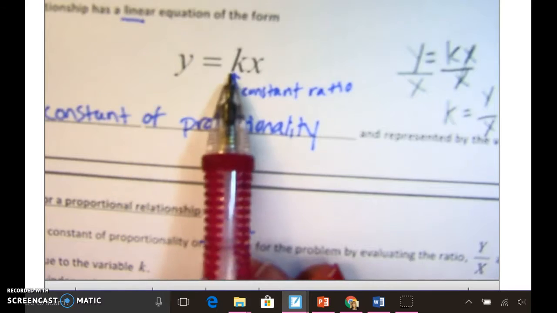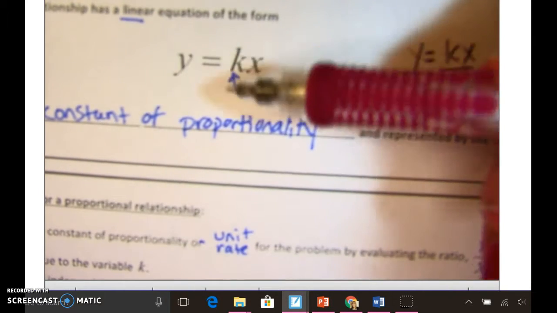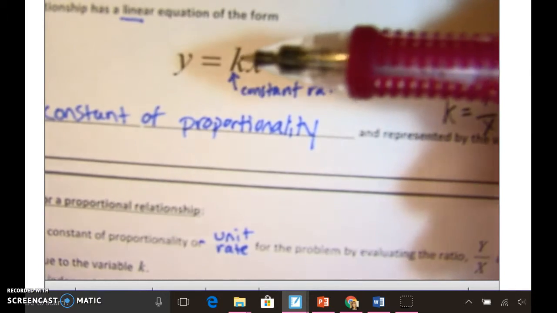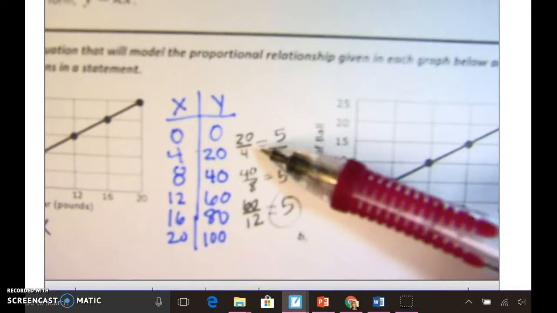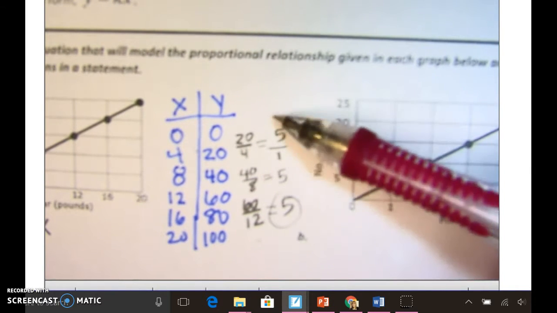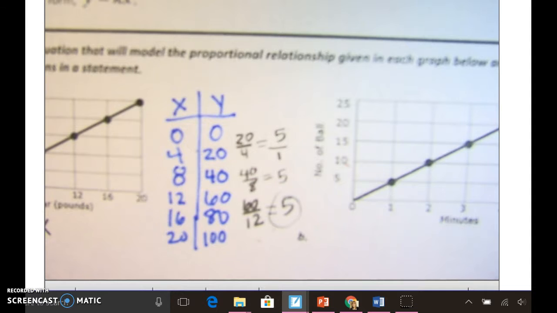This is how the equations look when it's a constant proportionality. It's y equals something times x, and the something is that ratio that you get when you divide your y values by your x values. It should always be the same. If it's not always the same, then it's not a proportional relationship.